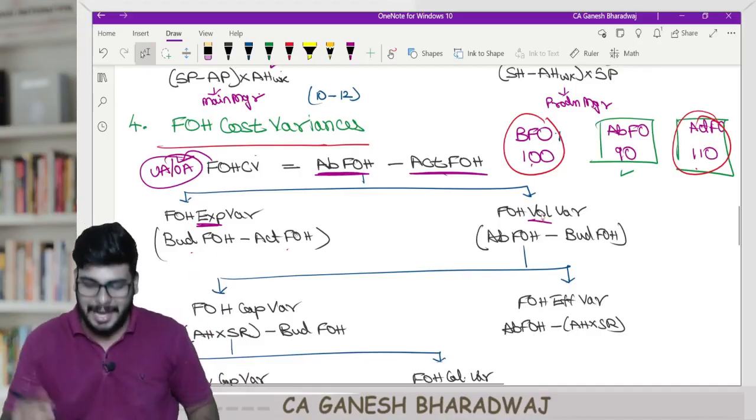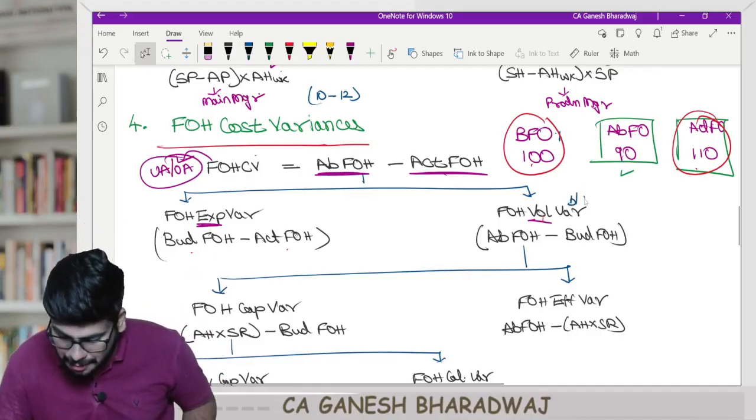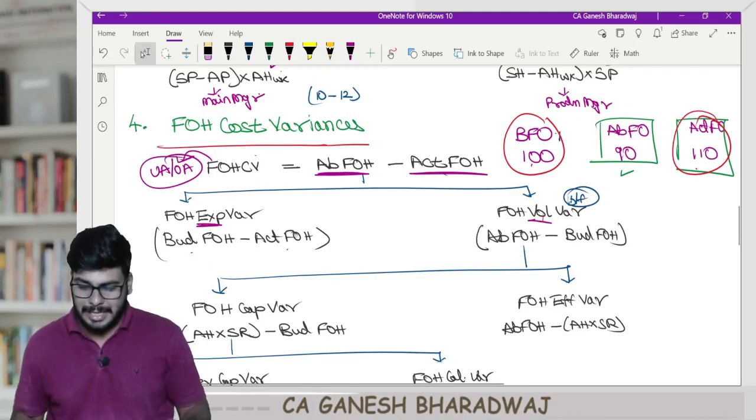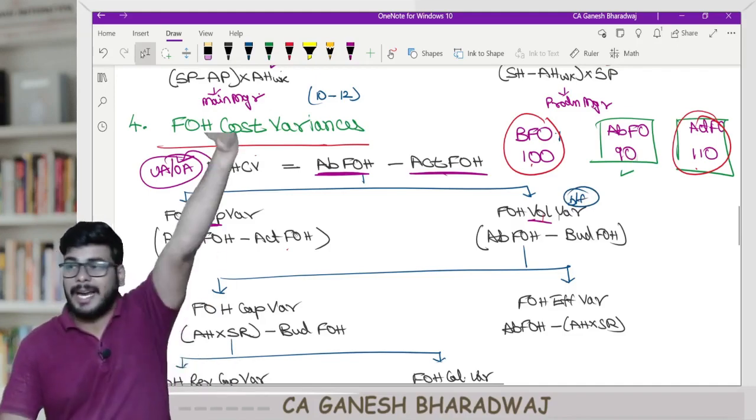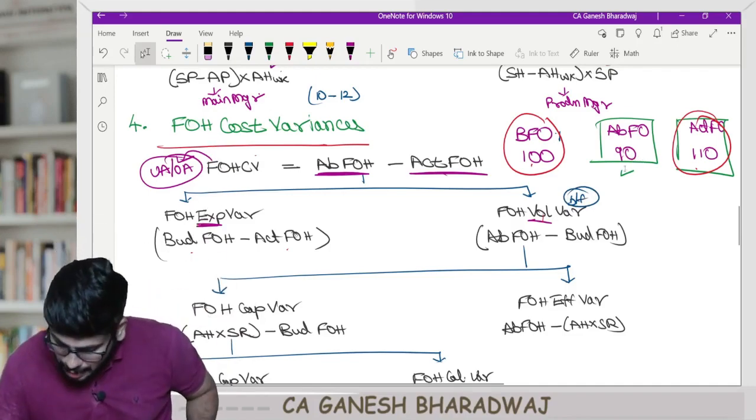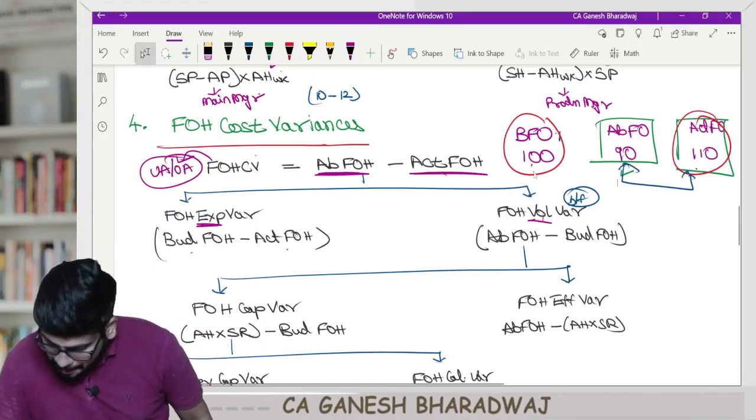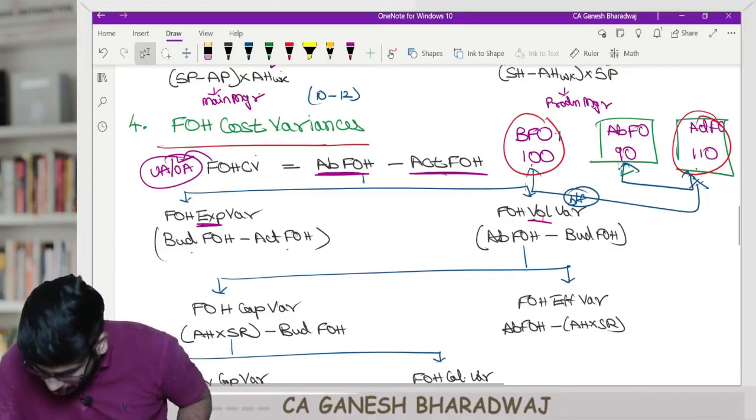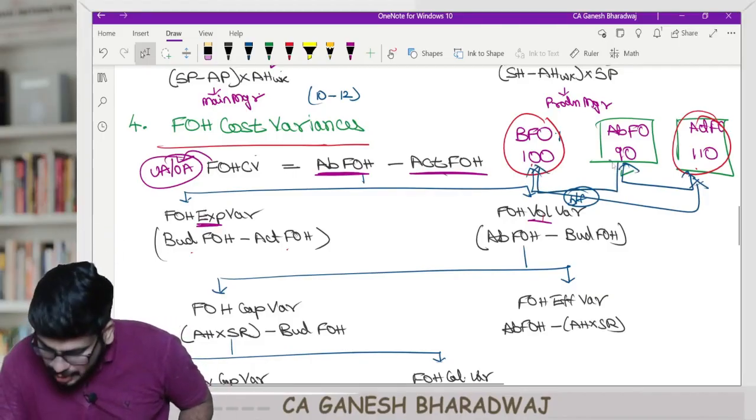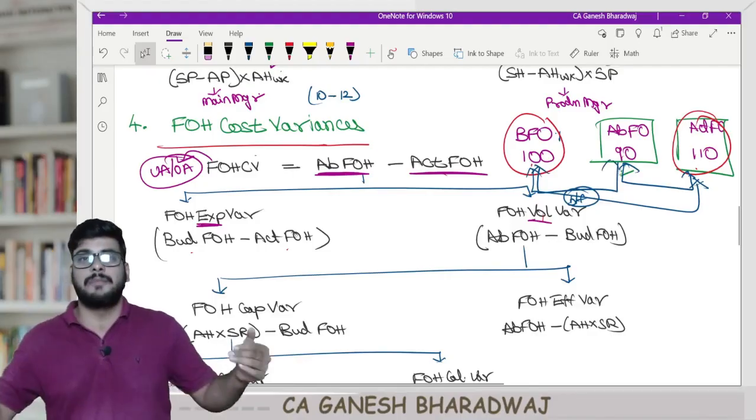Now, what is fixed overheads volume variance? It is actually the balancing figure. This is how I asked you to remember. The top figure compares absorbed with actual. On the left side, I am comparing budget with actual. So on the right side, the balancing figure should be absorbed fixed overheads minus budgeted fixed overheads.